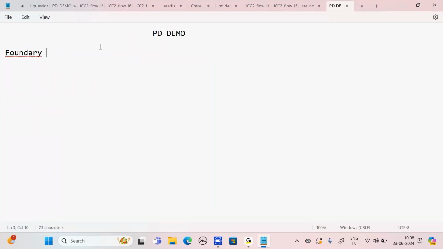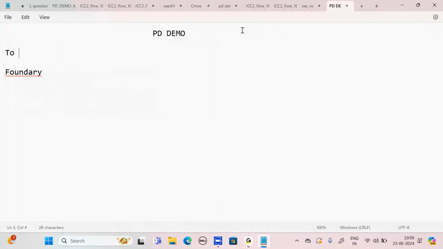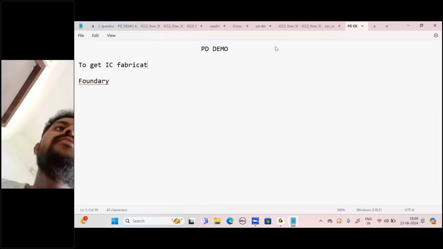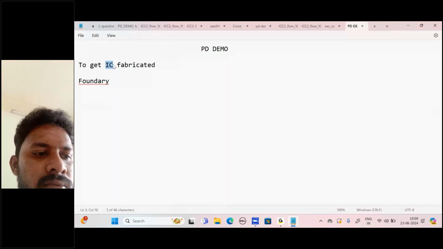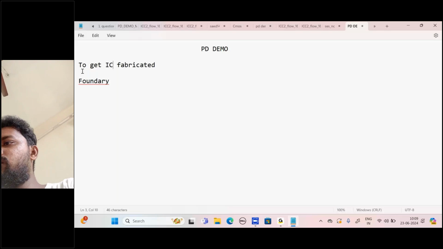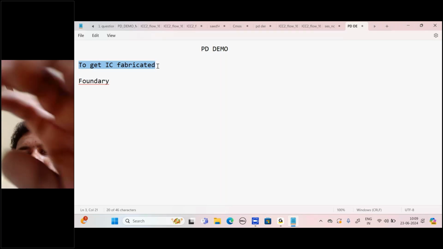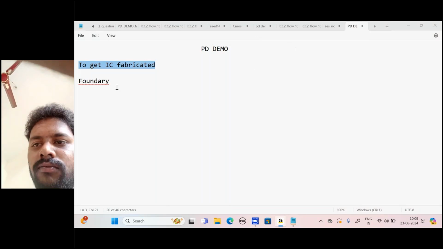See, foundry. Why our main agenda of this is to get the IC fabricated, right? VLSI stands for what? Very large scale integrated circuit. So what is IC? IC is nothing but called as integrated circuit. So our main agenda to work in VLSI is we want the IC, the integrated circuit, to be fabricated, and it should be working. It should be having less area, and it should be working with highest speed, right? And it should be functionally good. That is the main agenda.